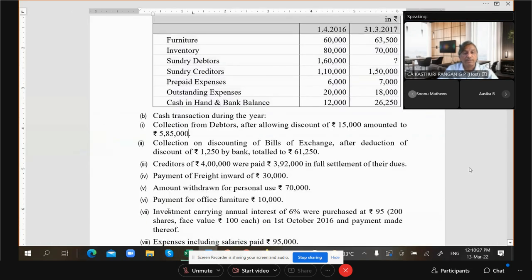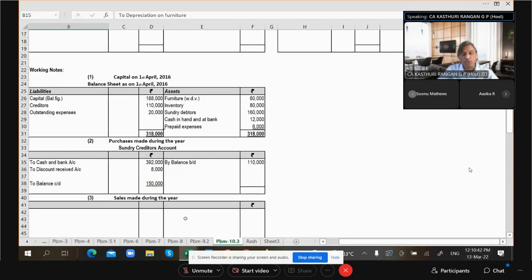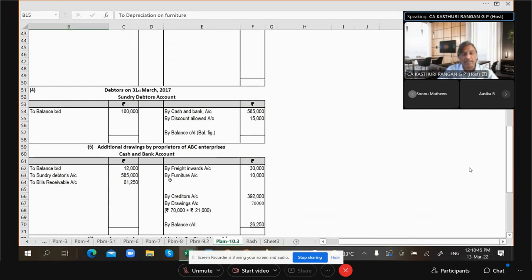Next. Investment carrying annual interest of 6% purchased at 95, 200 shares, face value 100 on 1st October, payment made thereof. So purchase of investment. You have to show it in the bank account by investment. How much? 19,000. How 19,000? It will be 200 into 95. 200 shares at the rate of 95. That is 19,000.